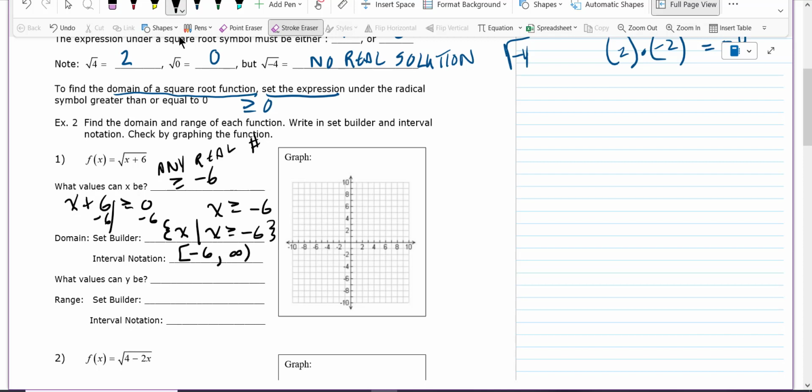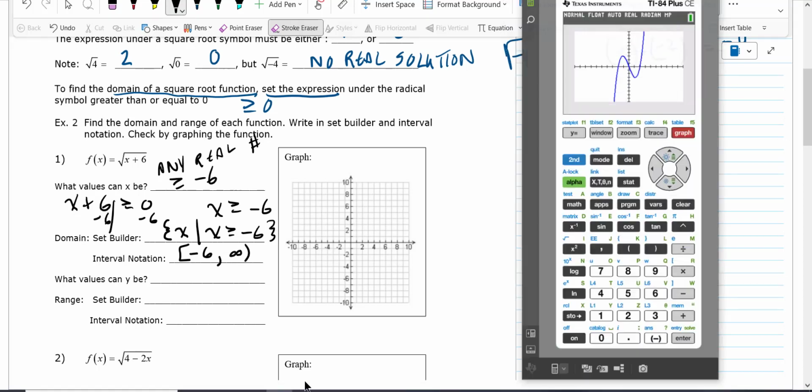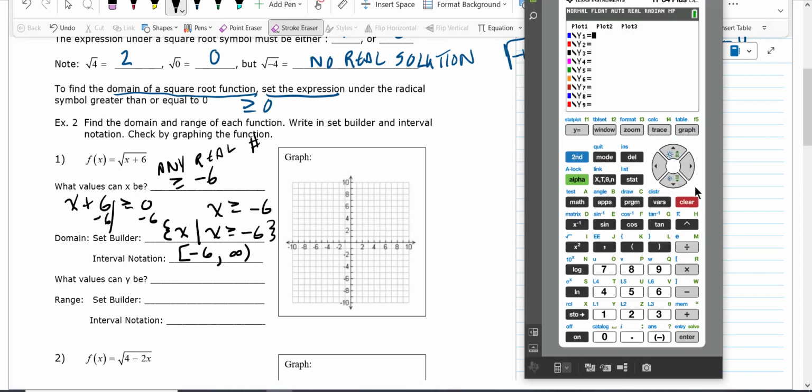Whenever you find a domain of a square root function, take what's under the square root and solve the inequality greater than or equal to 0, and it'll give you the domain automatically. Now we're going to do graphing calculator, so we're going to go ahead and get a graph so we can figure out the range.